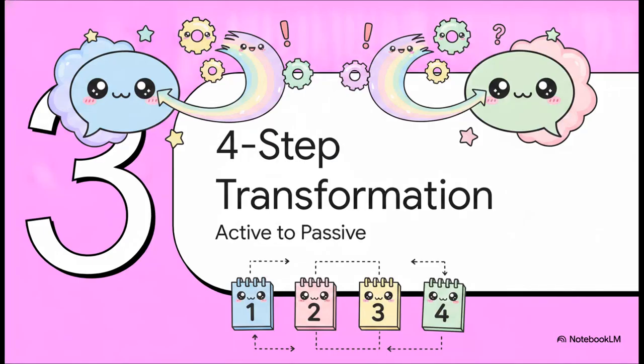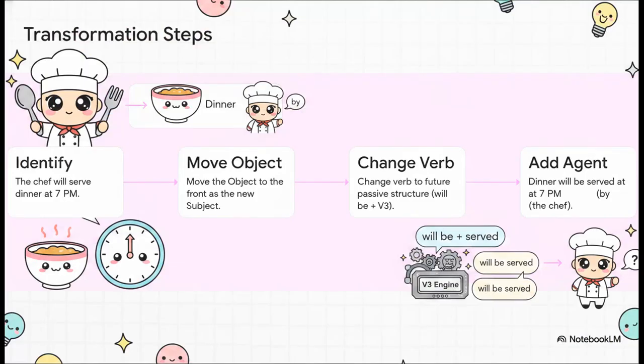All right, section 3, the four-step sentence transformation. Let's actually convert one in real time from scratch using a surprisingly simple, foolproof four-step process. Let's narrate this together. Take the active sentence, the chef will serve dinner at 7 p.m. Step 1, identify your pieces. Who's the actor? The chef. That's our subject. The verb, will serve, and the object receiving the action, dinner.